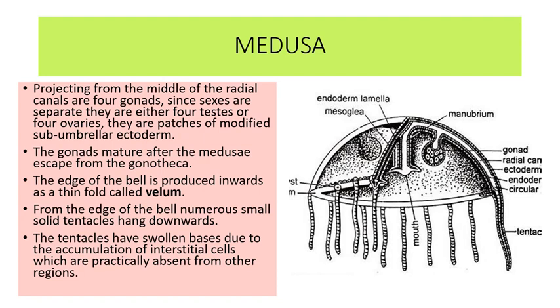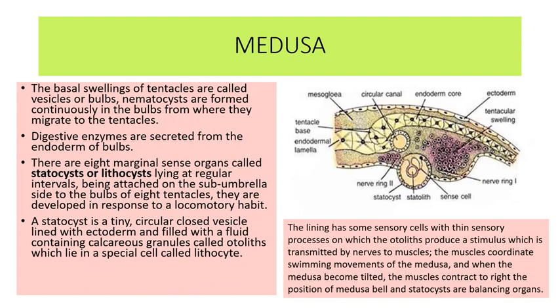The edge of the bell is produced inwards into a thin fold called the velum. From the edge of the bell, numerous small solid tentacles arise, hanging downwards. These tentacles have swollen bases due to the accumulation of interstitial cells, which are particularly absent in other regions. The basal swellings of the tentacles are called the vesicles or the bulbs. Nematocysts are formed continuously in the bulbs from where they migrate to the tentacles. The digestive enzymes are secreted from the endoderm of the bulbs.